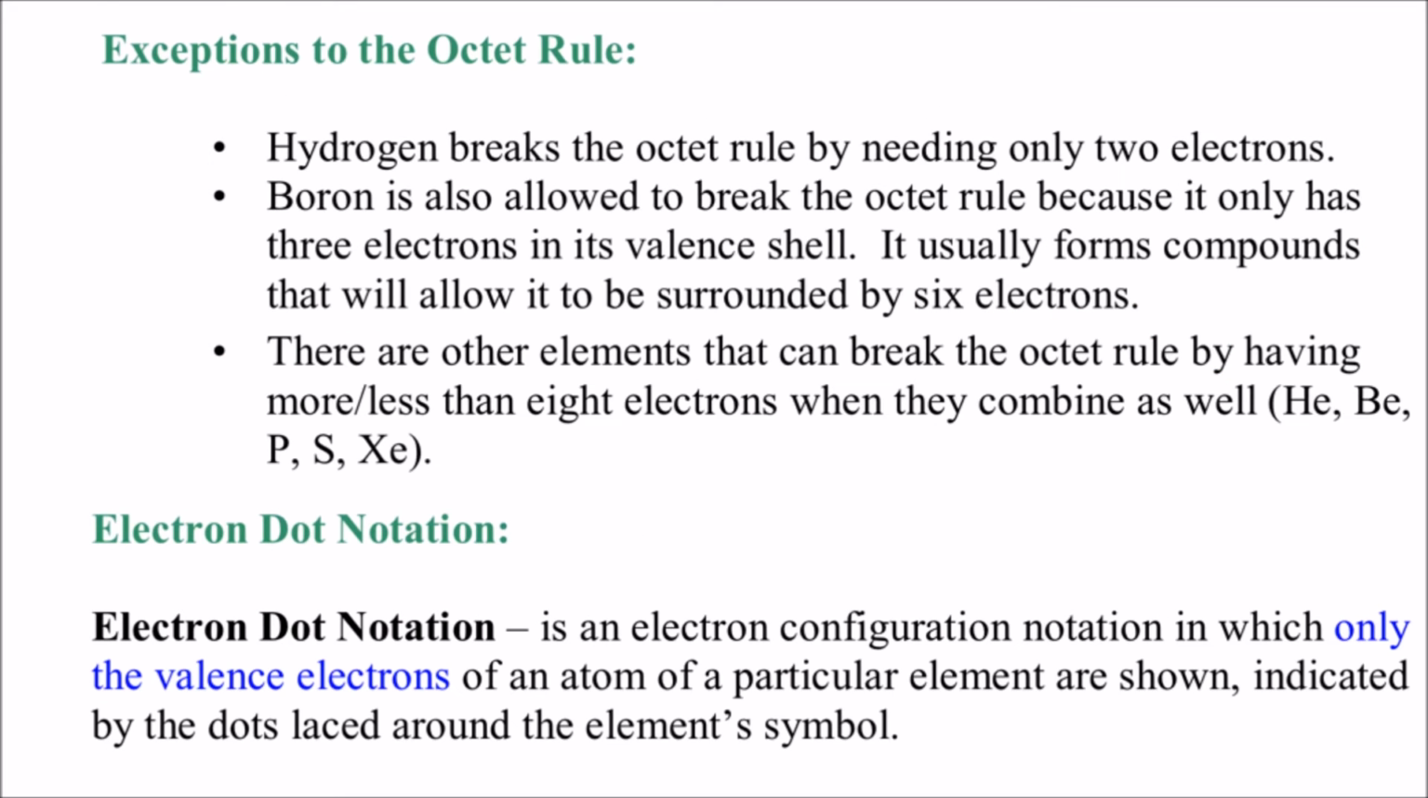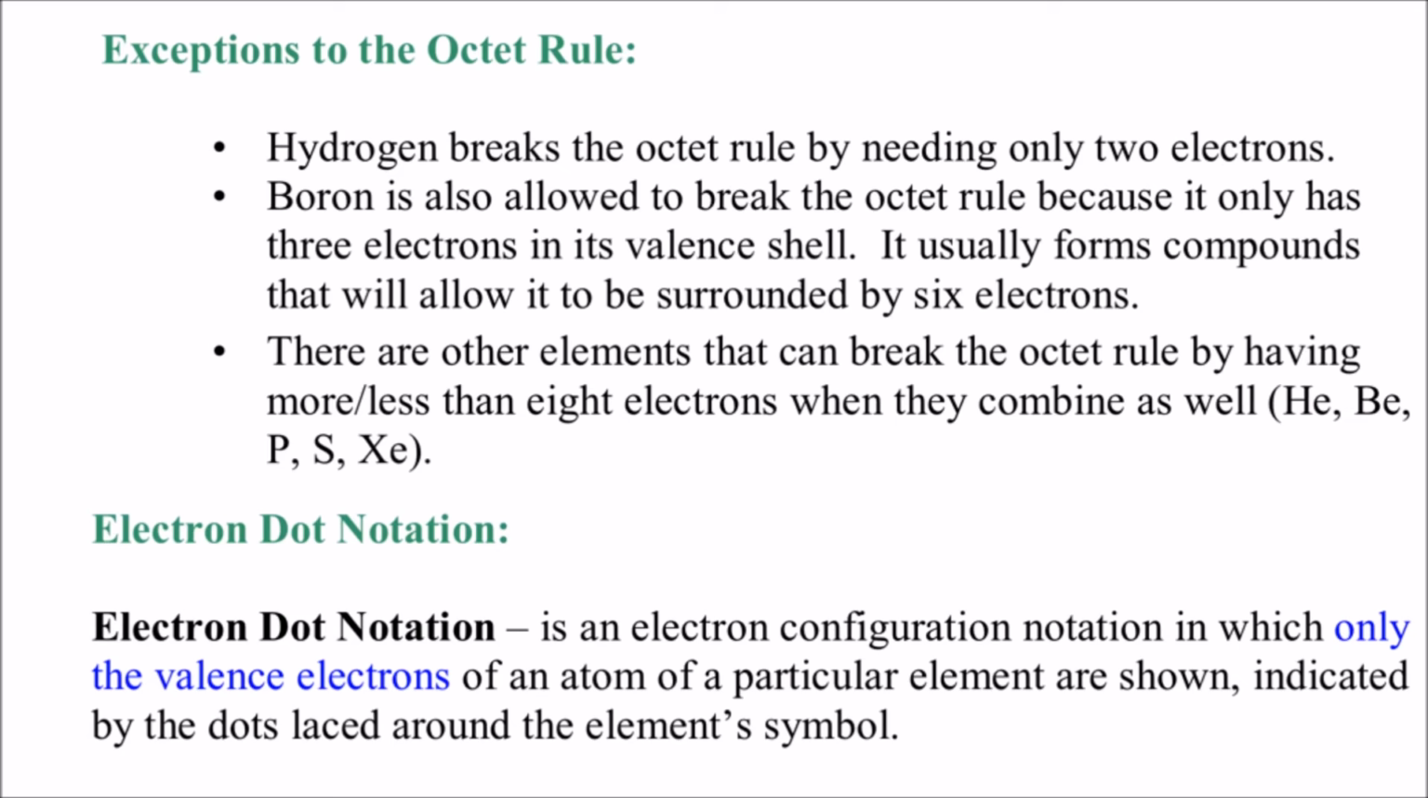There are a few exceptions to the octet rule. Okay, hydrogen breaks the octet rule because it only wants 2 electrons and not 8. Boron breaks the octet rule because it only has 3 electrons in its valence energy level. That's an odd number. Usually it goes in even numbers. So boron tries to obtain 6 electrons so that it can become even rather than odd. And then there's some elements here that you will see pop up regularly that break the octet rule. Helium because it's 2, beryllium, phosphorus, sulfur, and xenon.